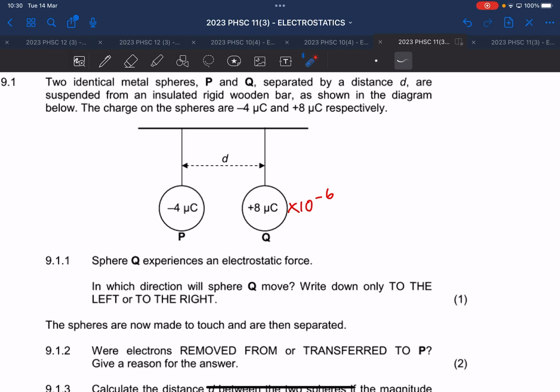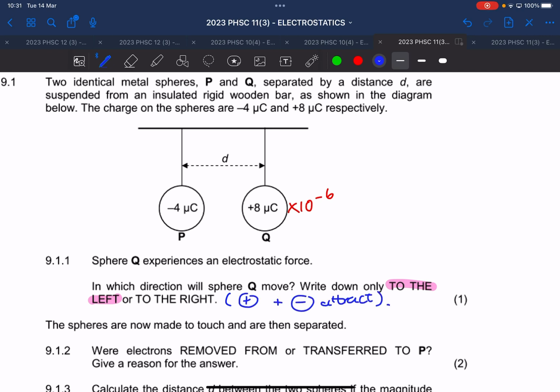Can a positive thing give electrons? Again, are they touching? No. So they are just attracted to one another, because positive and negative attract. Okay, so it will be to the left. They didn't ask why. I'm asking why just as a bonus question. So question 9.1.1, we're going to say to the left. And if you want to say why, you're going to say positive and negative attract.